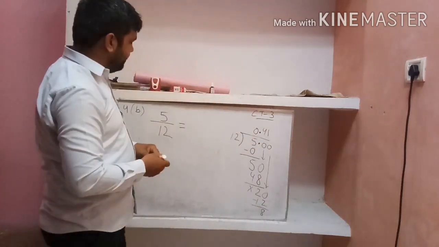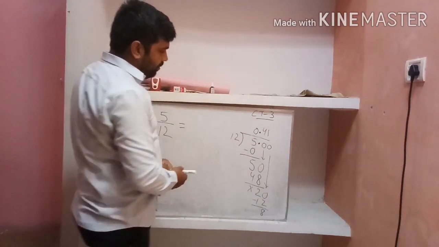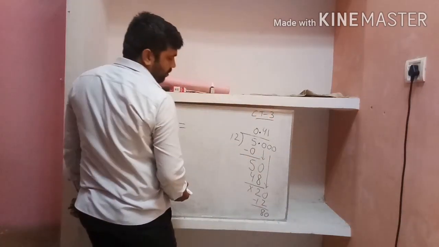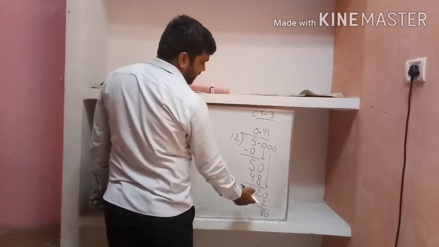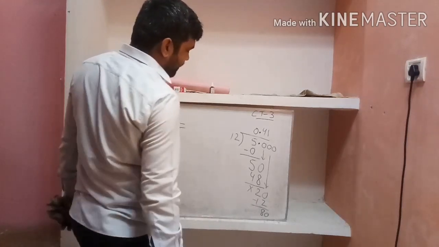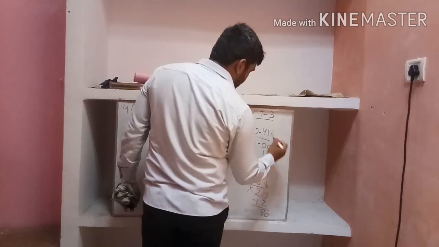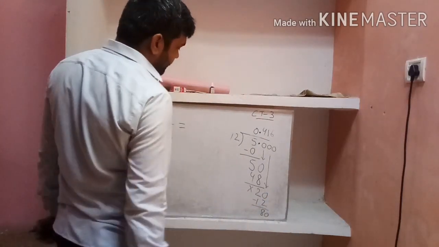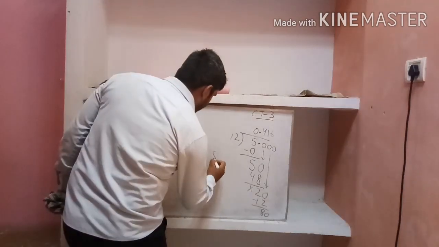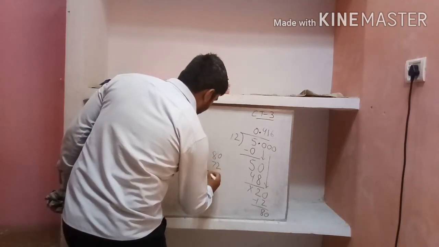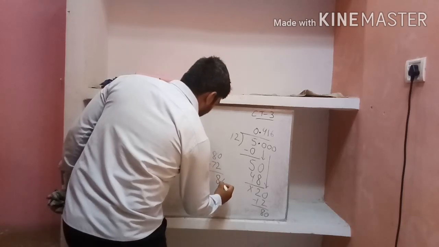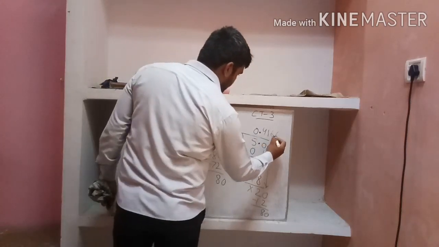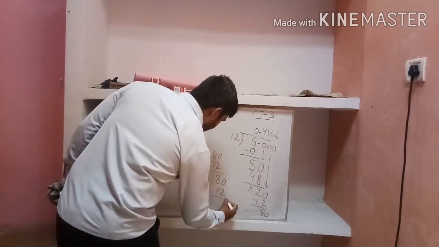Again, if you want the answer to another decimal place, you can add one more 0 here also. So 12 sixes are 72. It will go 6 times. Again you get 8. 80 minus 72 gives you 8. Again 80. Again 12 sixes are 72. Again you get the same result.